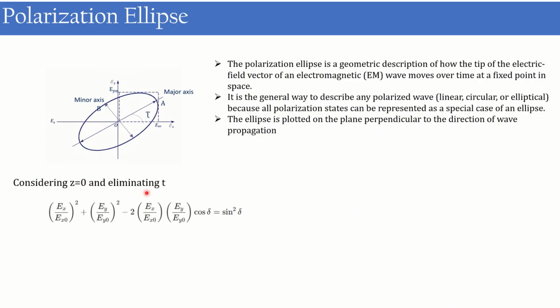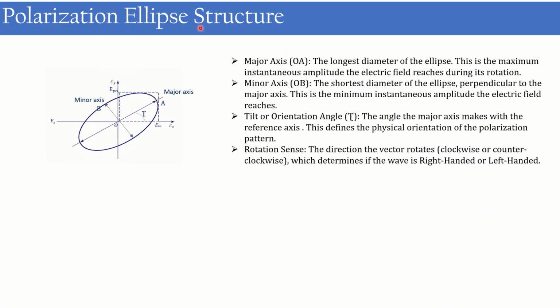Substituting all these conditions, these are the equations that we get for this ellipse. Based on different values, we will have different shapes of the ellipse. So this is the polarization ellipse, which describes the orientation of the electric field, and this is the equation of the polarization ellipse. This is the basic structure of the polarization ellipse.